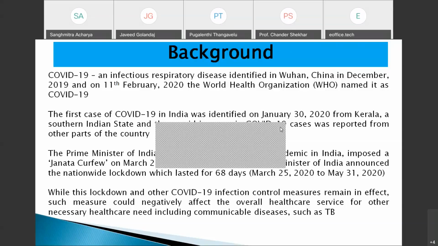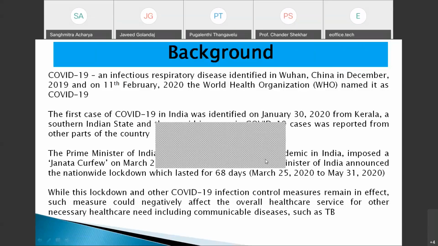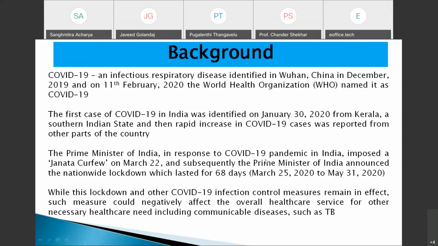COVID-19, an infectious respiratory disease, was identified in Wuhan, China in December 2019, and then WHO named it COVID-19. The first case of COVID-19 in India was identified on January 30, 2020 in Kerala, and then it spread across the country with a large number of cases. The Prime Minister of India, in response to the COVID-19 pandemic, imposed a Janta curfew, and subsequently announced a nationwide lockdown across India from 25 March.